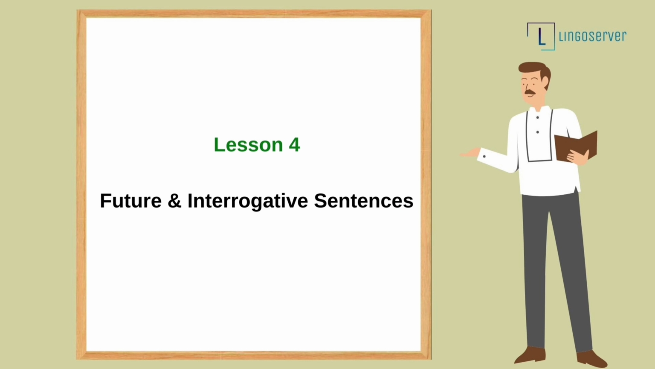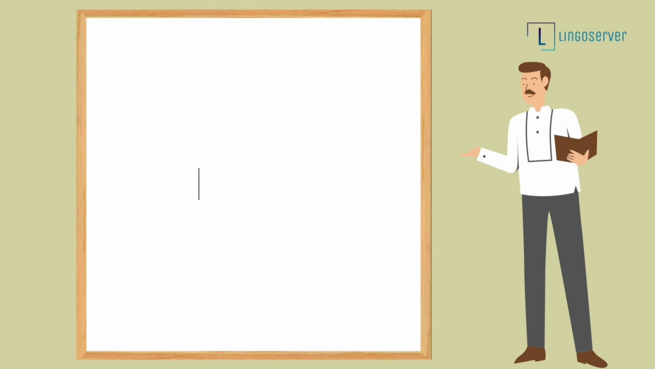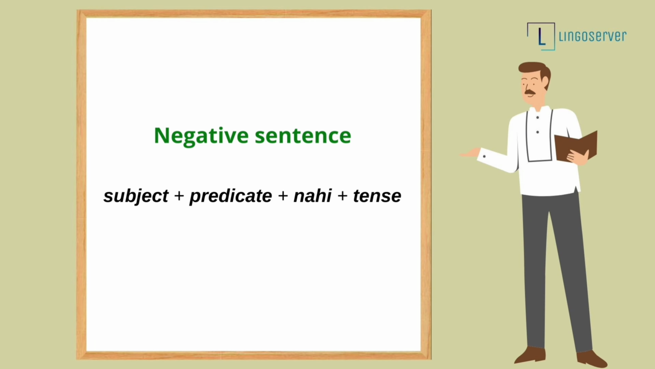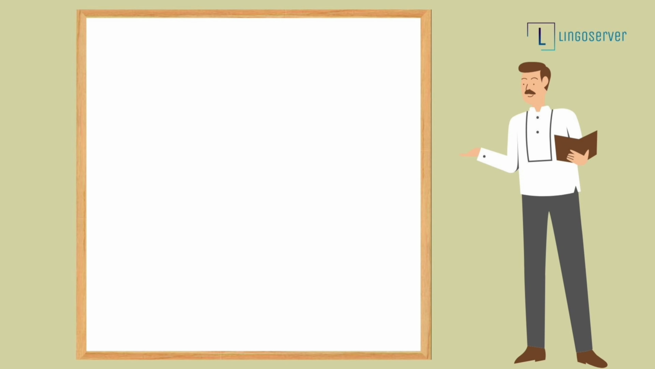Lesson number 4. Future and interrogative sentences. Before we start the lesson, let's revise the previous lesson. In the previous lesson, we learned that to make a negative sentence, we will first use subject, then predicate, then nahi, and then tense. That means signs of tense or helping verb of tense. In this way, the structure will be subject plus predicate plus not plus tense.